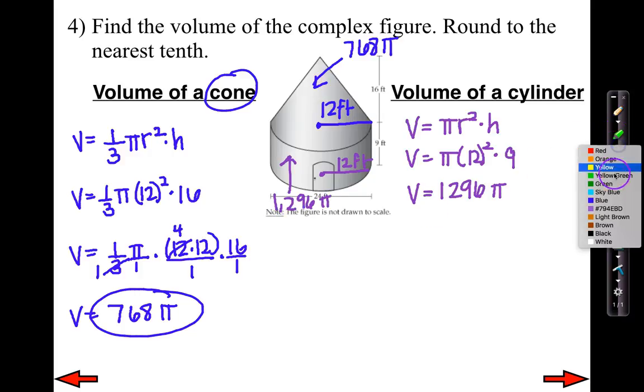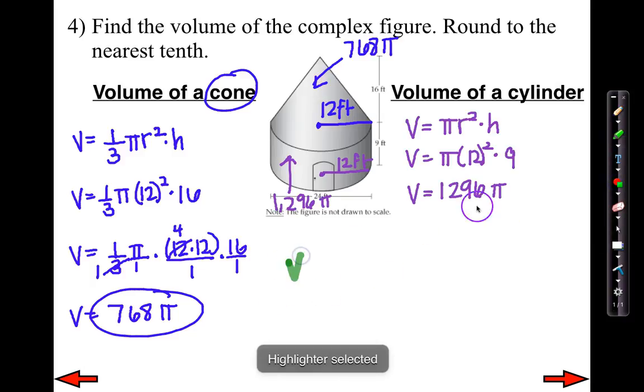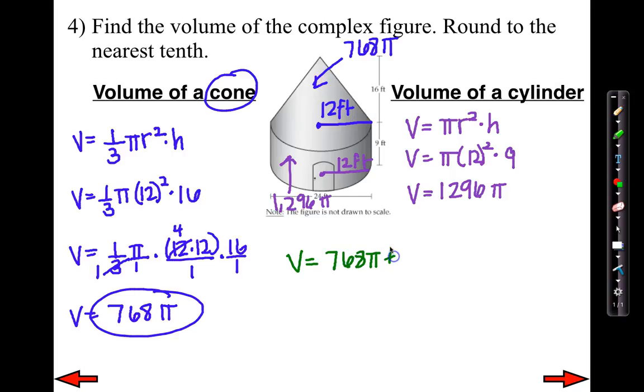So now that I also figured out the volume of the cylinder as 1,296 pi, we can go ahead and combine everything together and say the volume is the volume of the cone, which is 768 pi, plus the volume of the cylinder, which we got as 1,296 pi. So to find the total volume, I'm just going to go ahead and add them together since they are like terms. We're going to do 768 plus 1,296, which is going to give us a total of 2,064 pi, but we're not done.